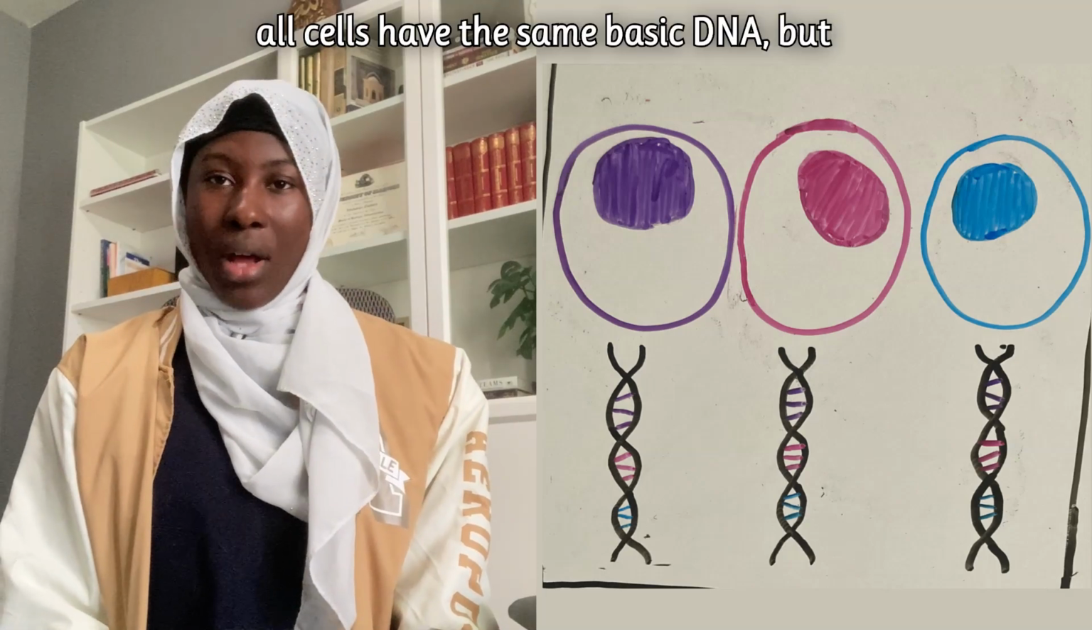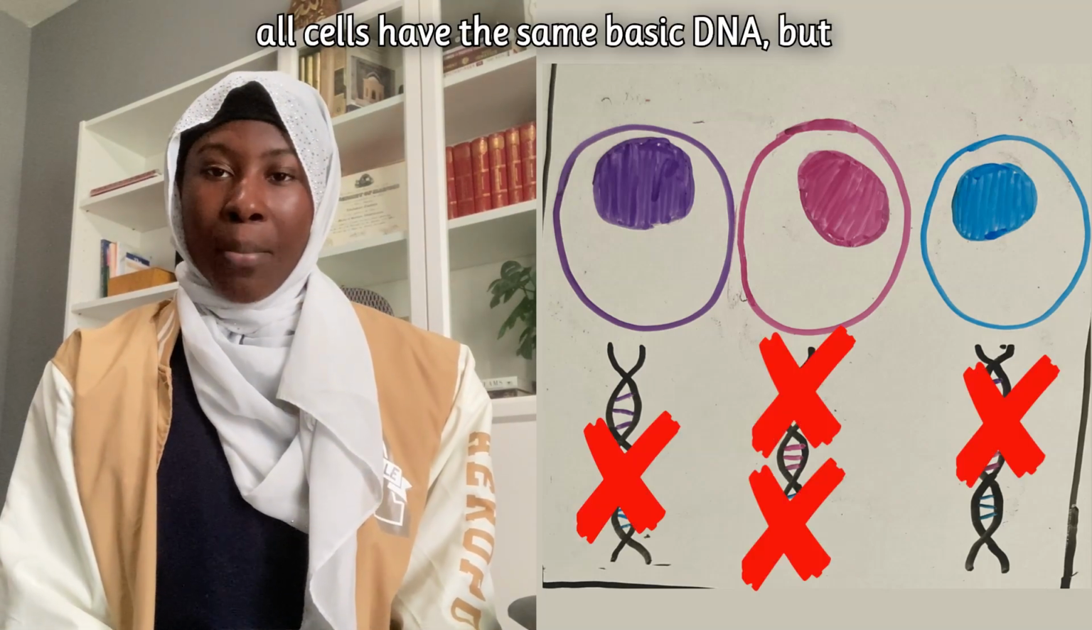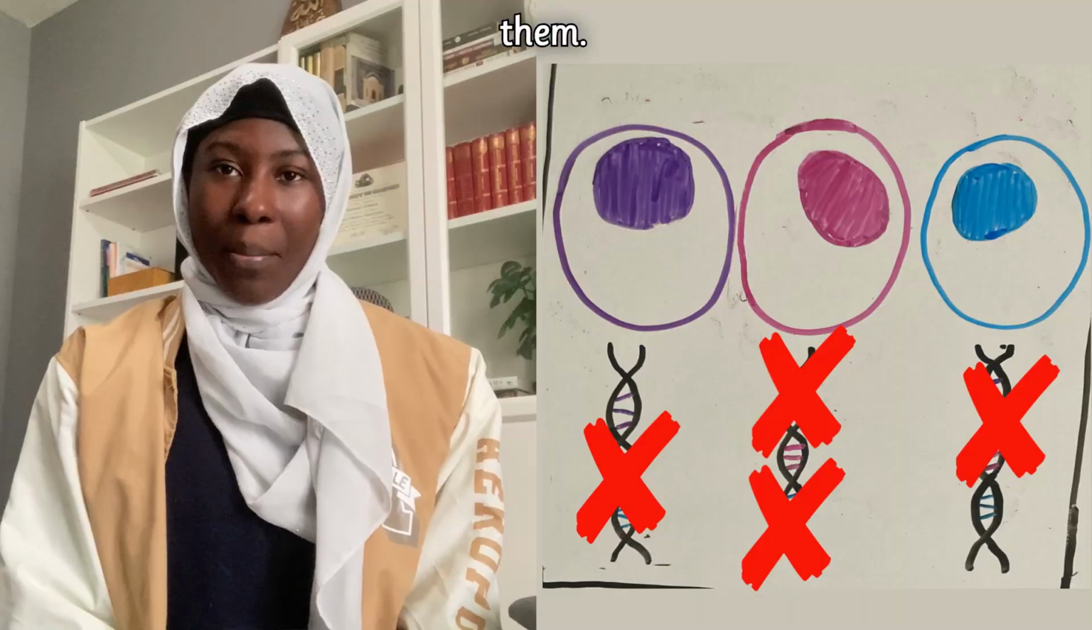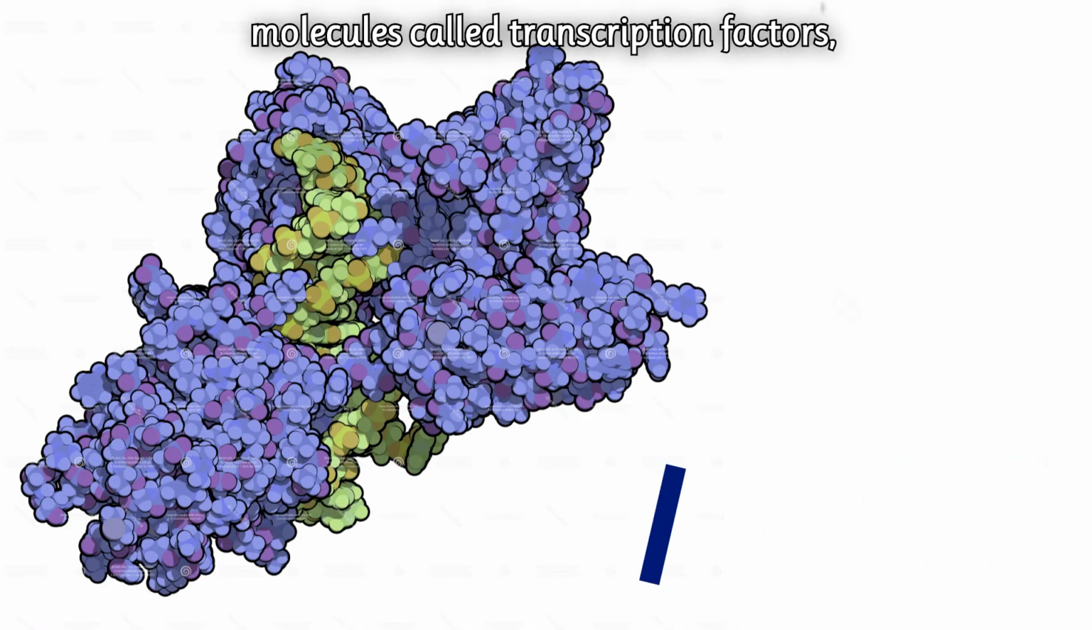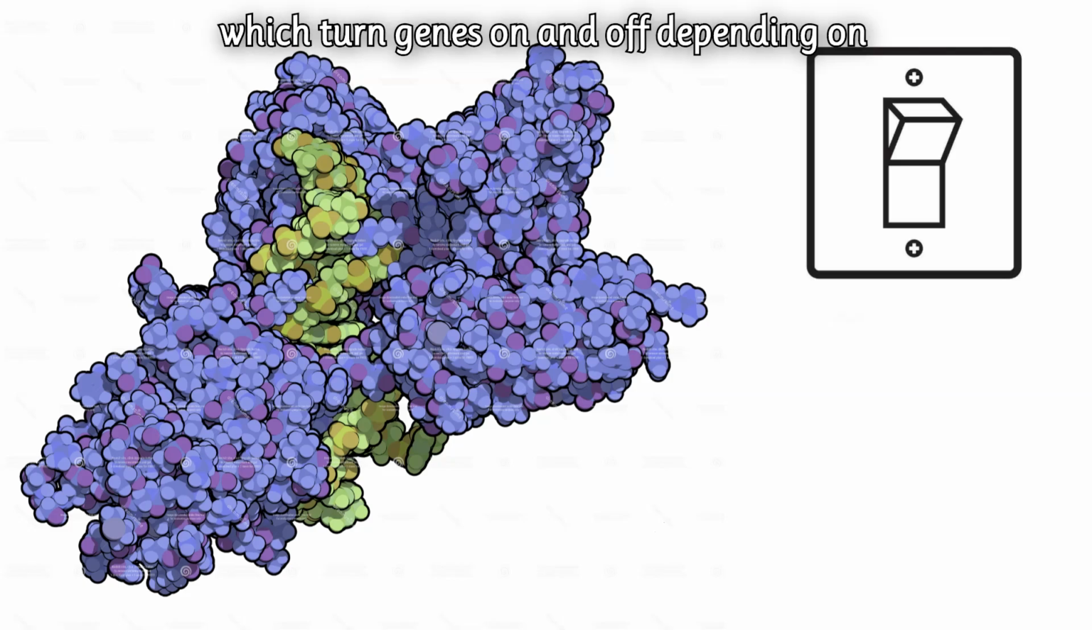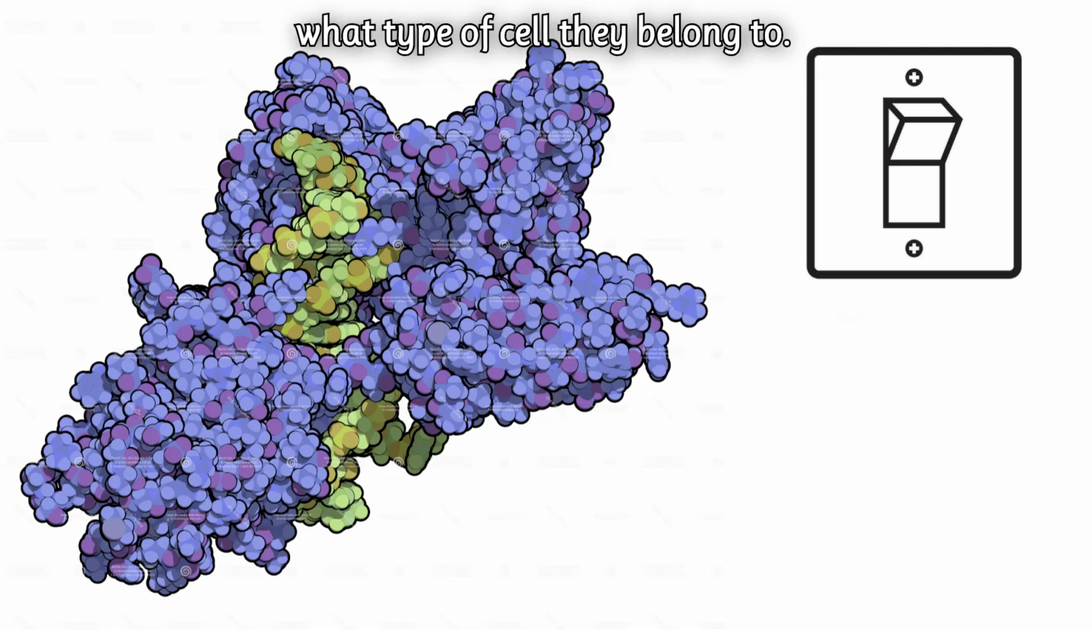You see, all cells have the same basic DNA, but different genes are activated in each of them. This gene regulation is controlled by molecules called transcription factors, which turn genes on and off depending on what type of cell they belong to.